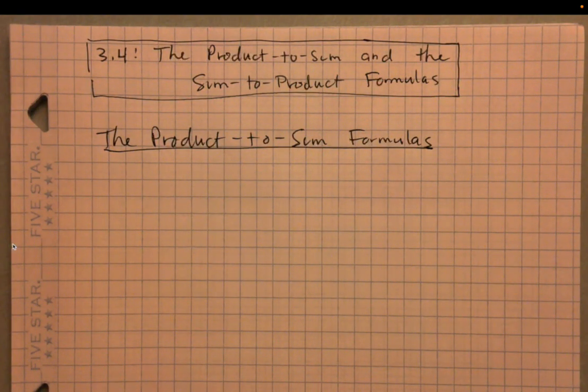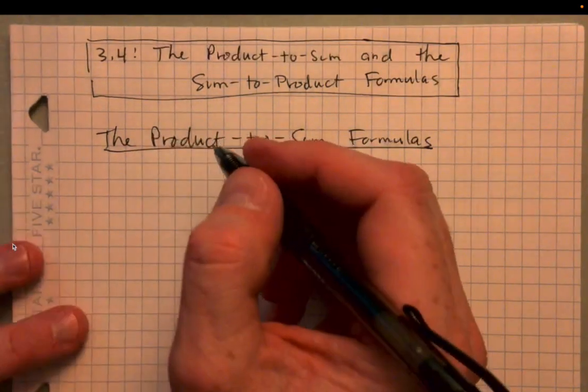Now, as the title implies, the value in these formulas is that we can take a product of trigonometric identities, like maybe a sine times a sine or a sine times a cosine, and we can convert it into a sum or difference, as the case may be, right? So let's write them all out first, and then we'll see where they come from.